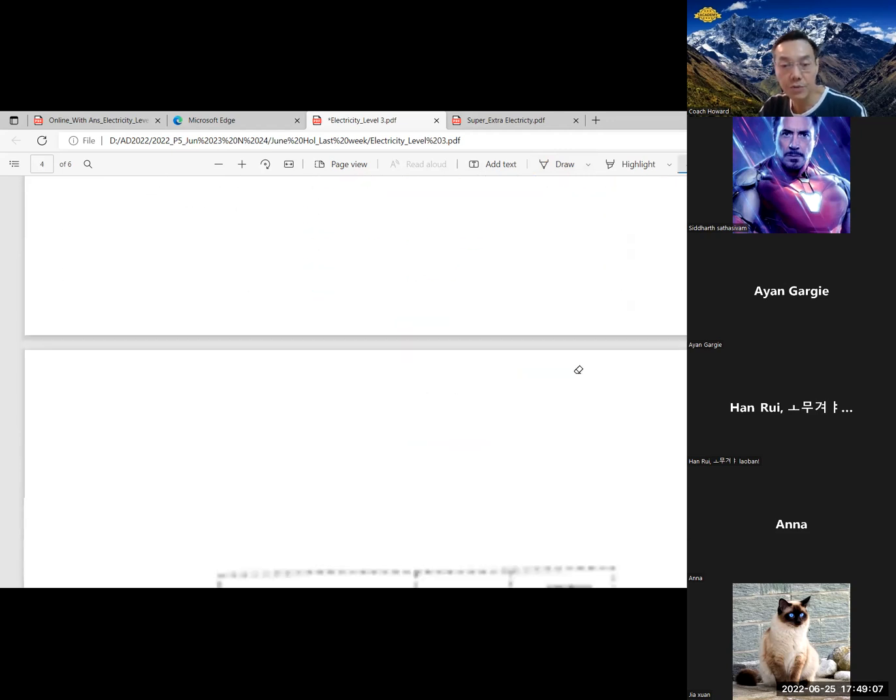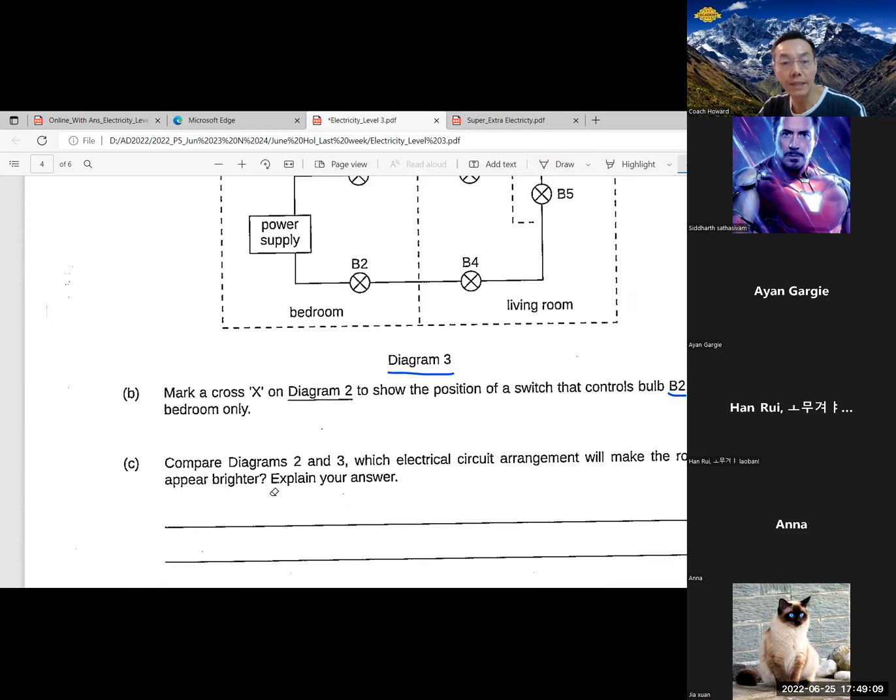And then the next question: compare diagrams 2 and 3. Which electrical circuit will make the room appear brighter? The room means the living room.